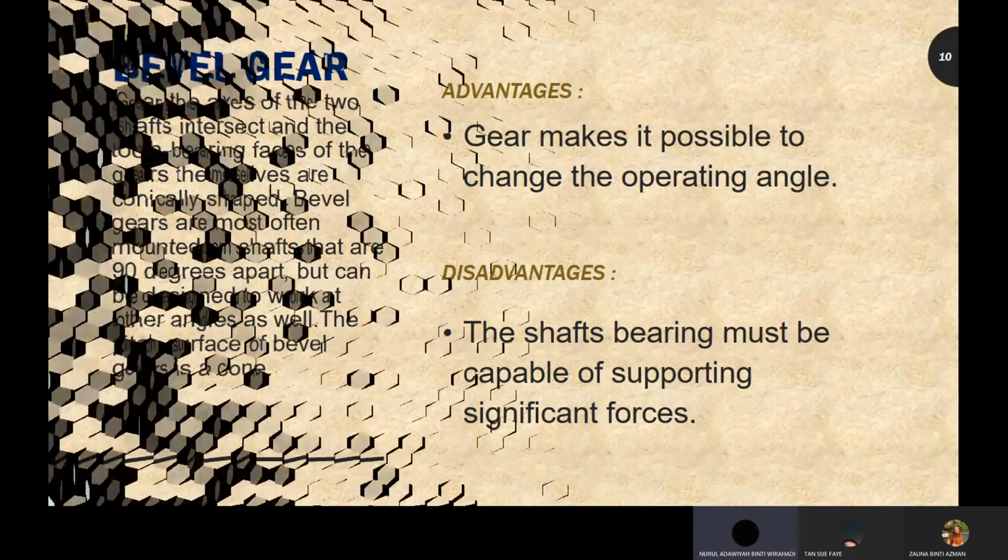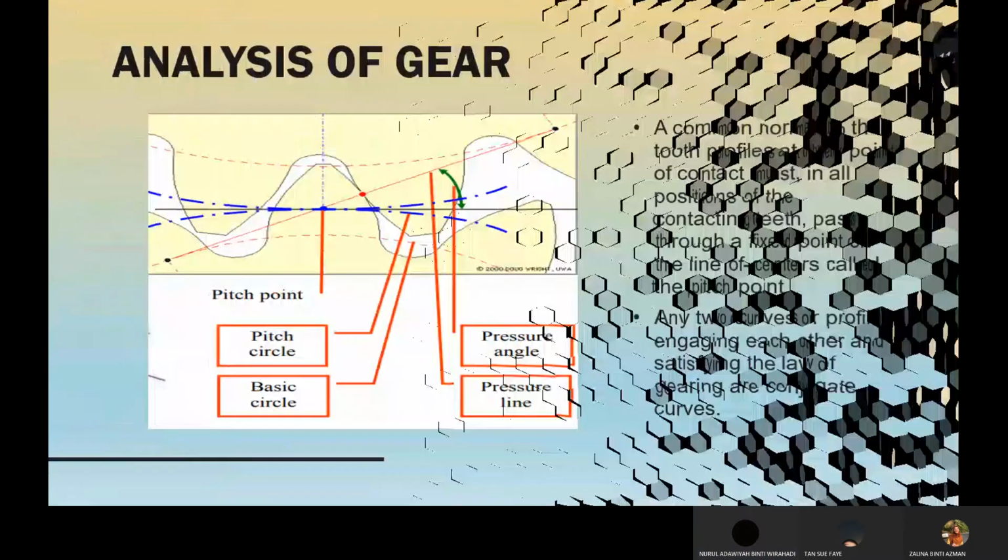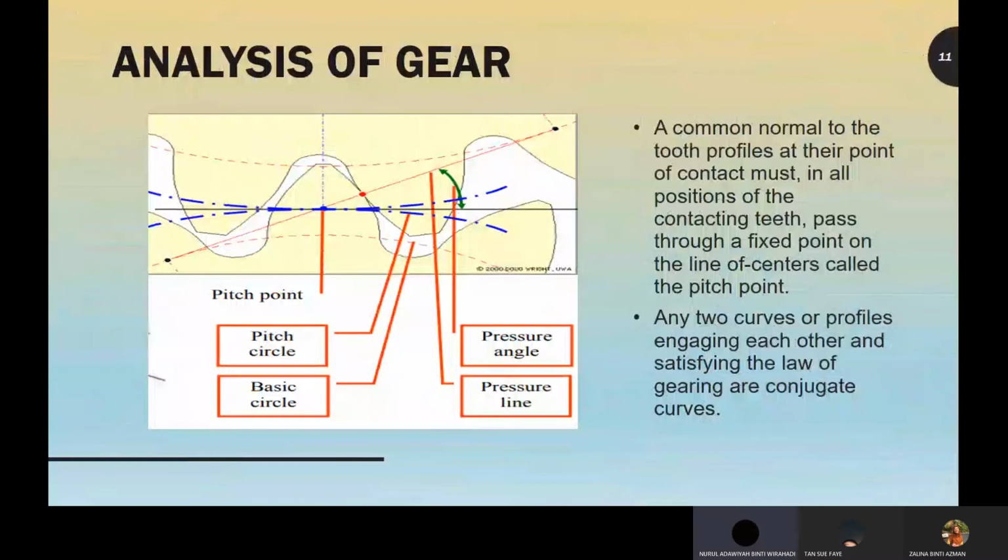Analysis of gear. A common normal to the tooth profiles at their point of contact must in all positions of the contacting teeth pass through a fixed point on the line of centers called the pitch point. Any two curves or profiles engaging each other and satisfying the law of gearing are conjugate curves.